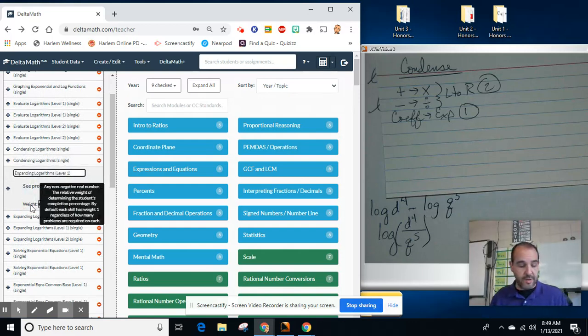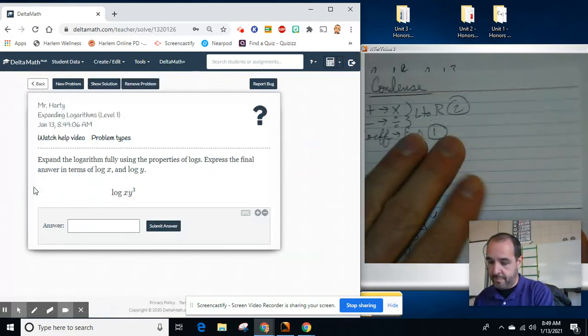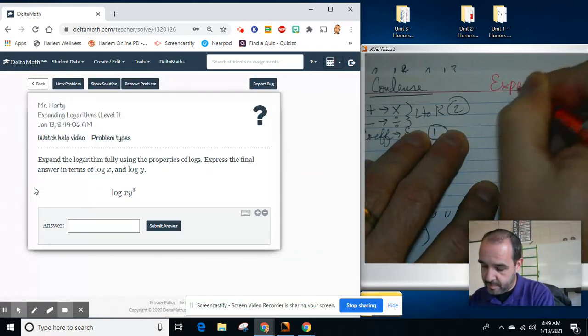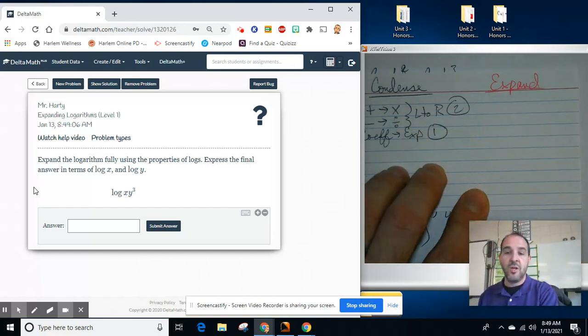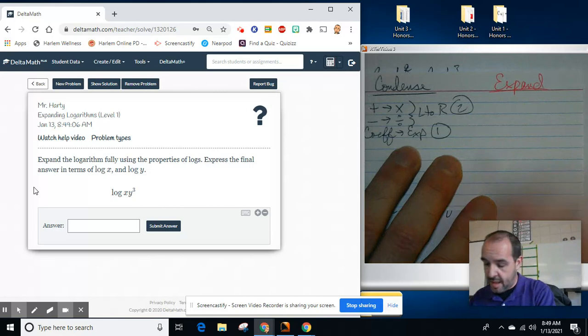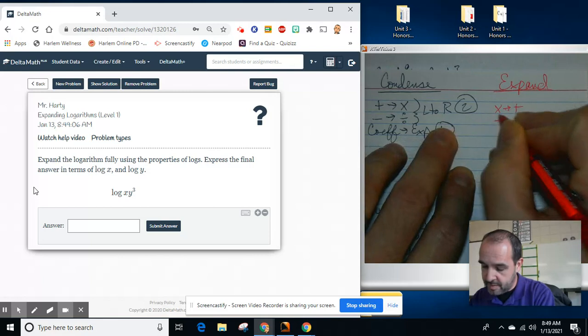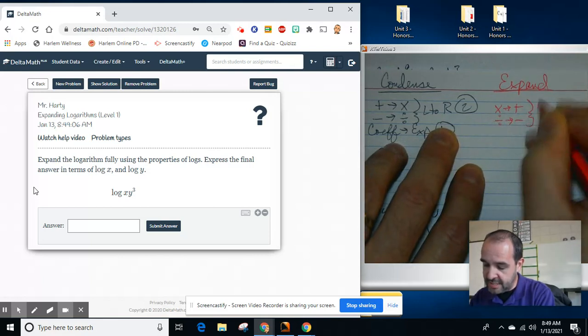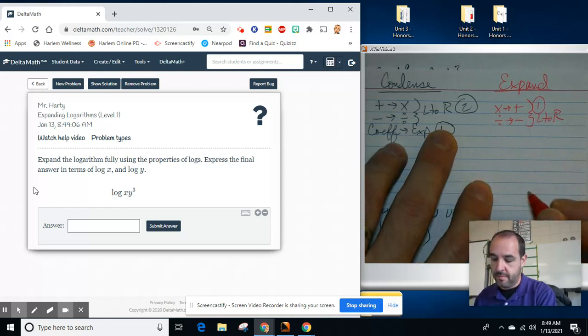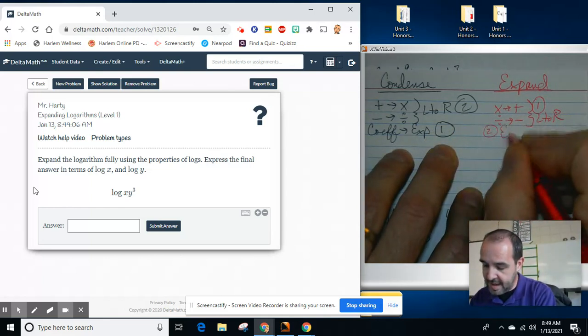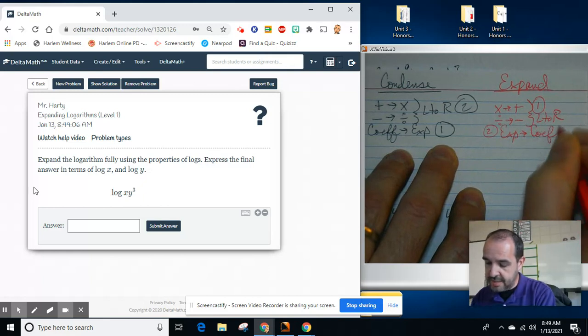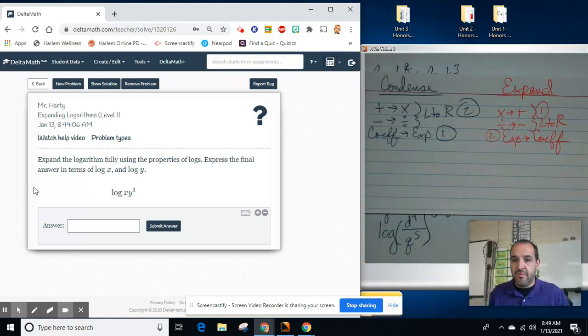Okay, expanding logarithms. Now, when we expand, everything flips on what we just did. Again, note card's worth it, I'm telling you. So when we expand, it's all these rules except they're the opposite. Multiply becomes add. Divide becomes subtract. We're going to do these first from left to right. And then second, exponents are going to turn into coefficients. Exact same stuff. Put this on a note card.